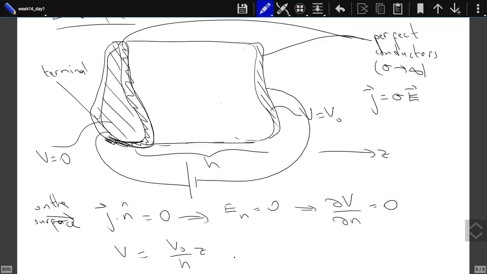It should also satisfy these boundary conditions. Now, I'm just guessing. Does it satisfy the Laplace equation?